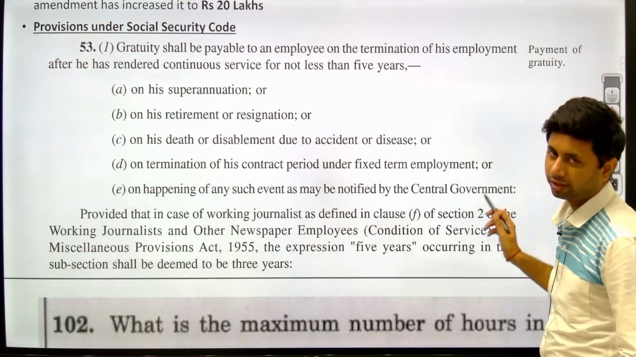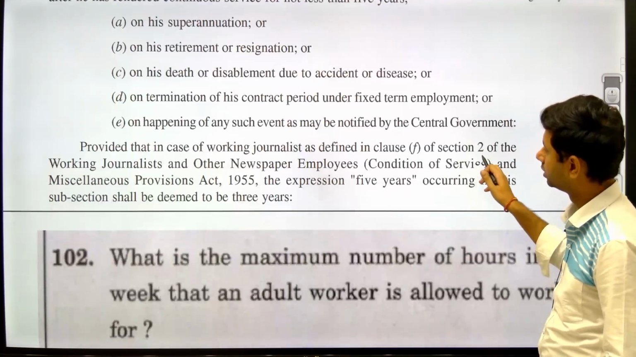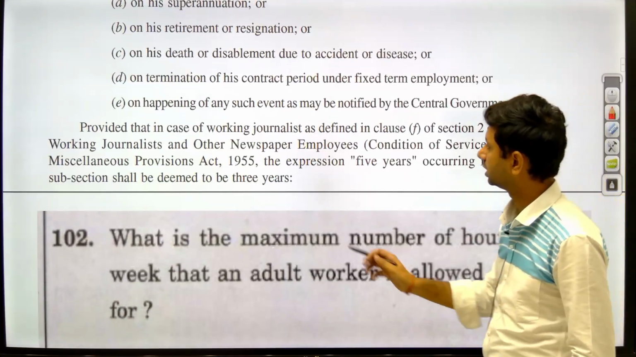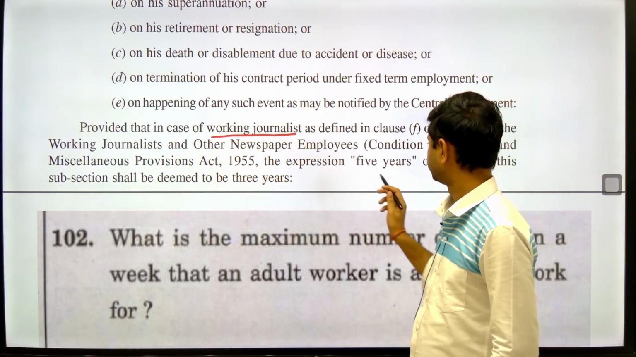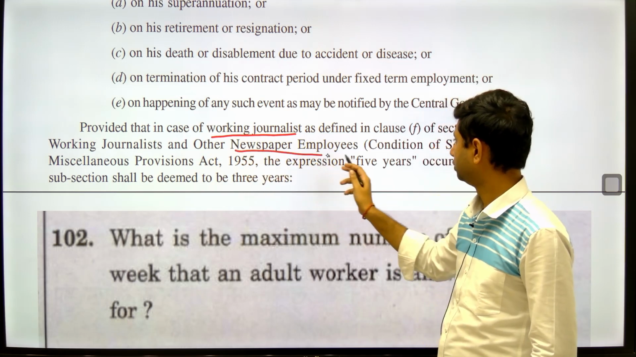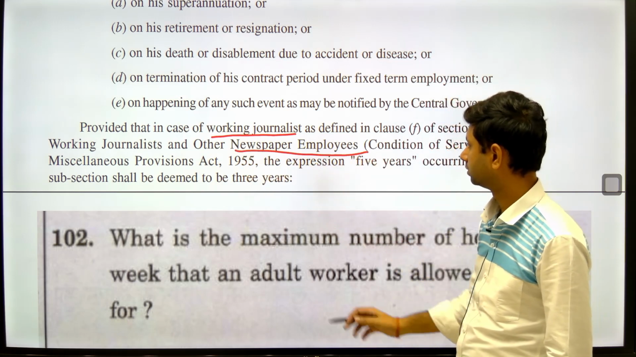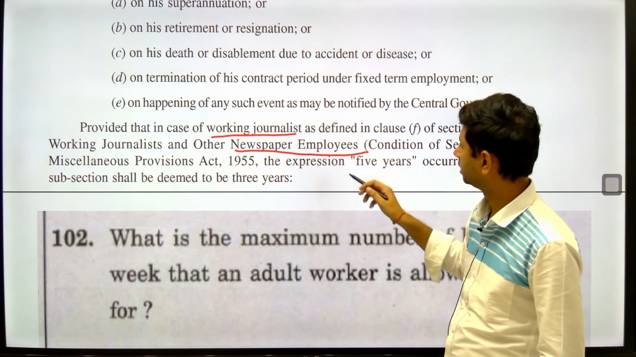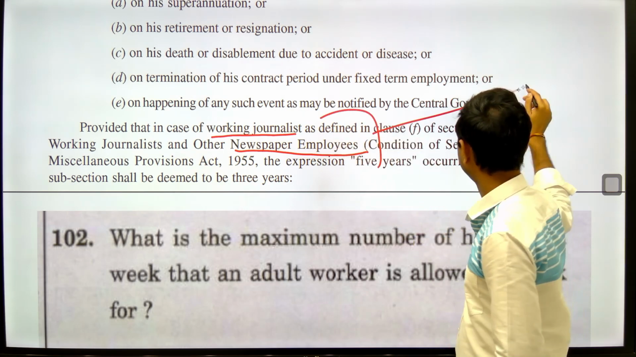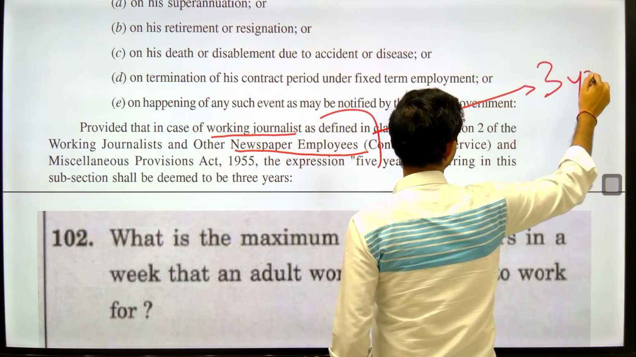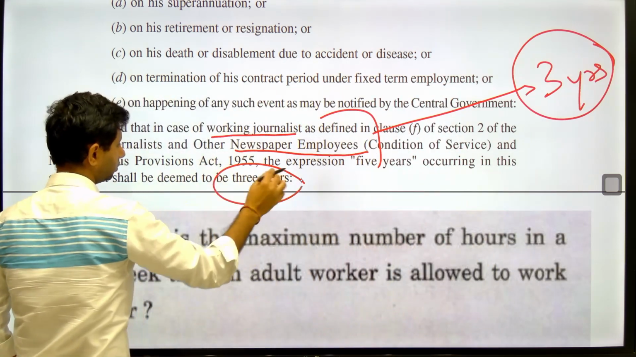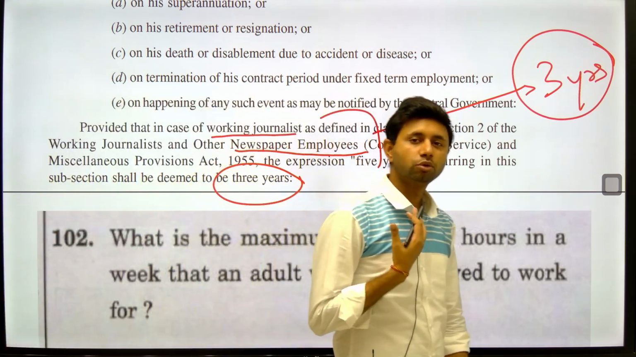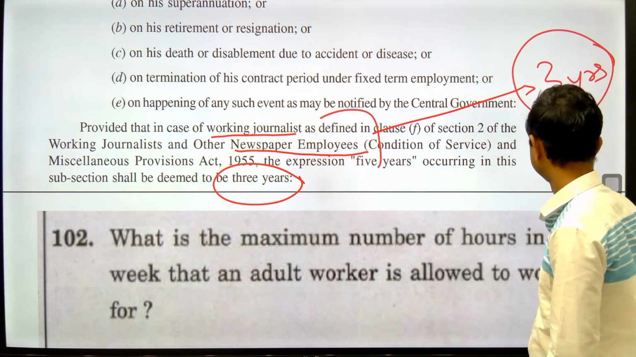And this period of 5 years has been reduced for specific people such as working journalists as well as other newspaper employees. And it says that period is reduced to 3 years for these people. So this is mentioned over here. This is as per the Code on Social Security.